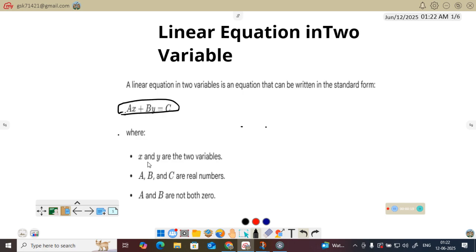Where x and y are two variables, that means they may change with respect to time. a, b and c are real numbers, that means they may be rational or irrational. a and b are not both 0.